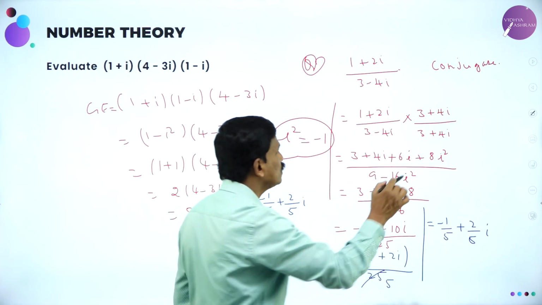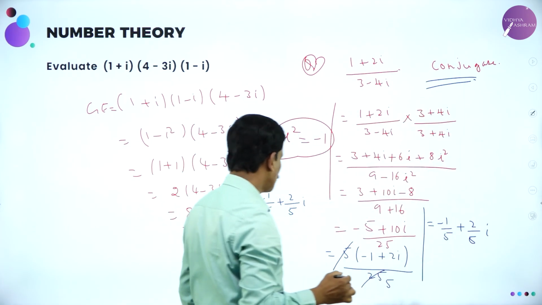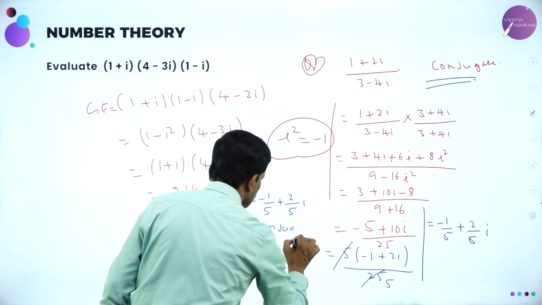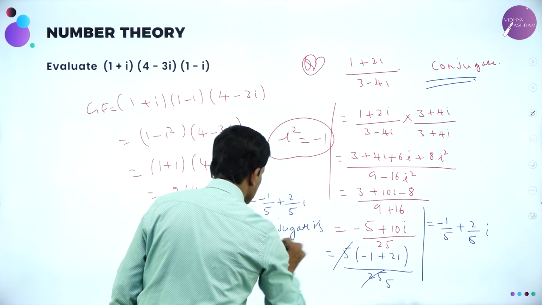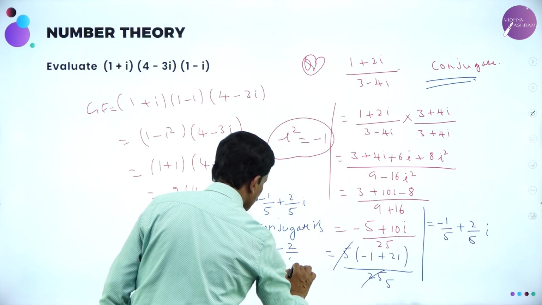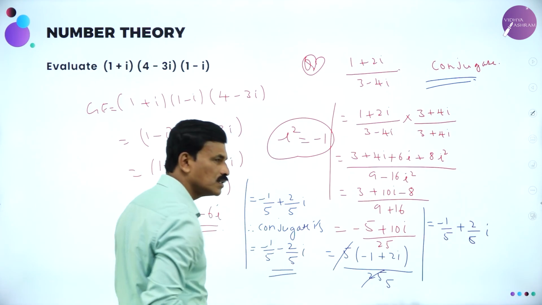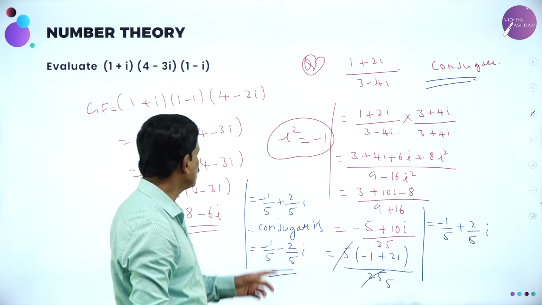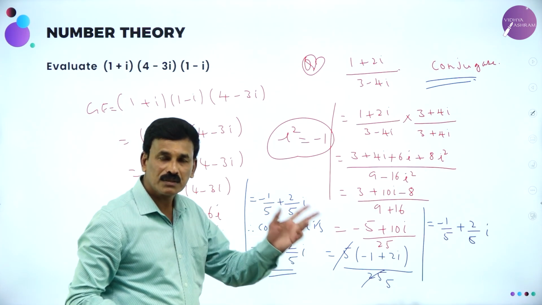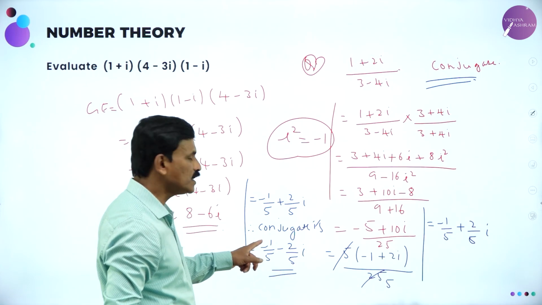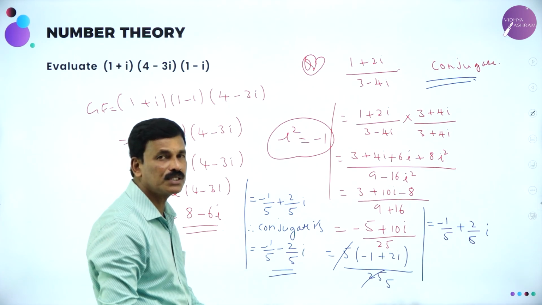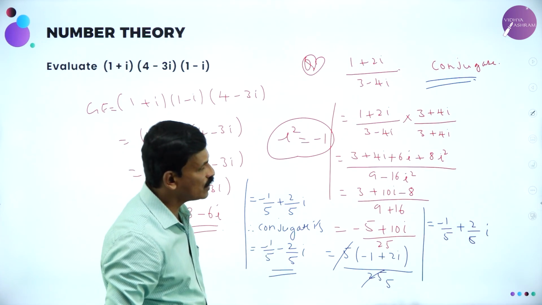What is required to find? The conjugate. Therefore, the conjugate for this is minus 1 by 5 as it is, minus 2 by 5 into i. So if they ask to find the real and imaginary part, real part is minus 1 by 5, imaginary part is 2 by 5. Real and imaginary part for the conjugate: real part minus 1 by 5, imaginary part is minus 2 by 5. This is how we are going to solve.